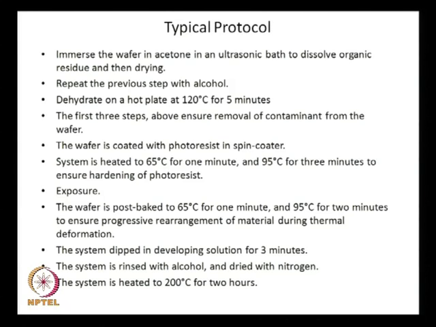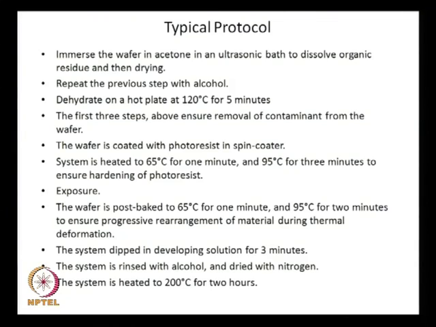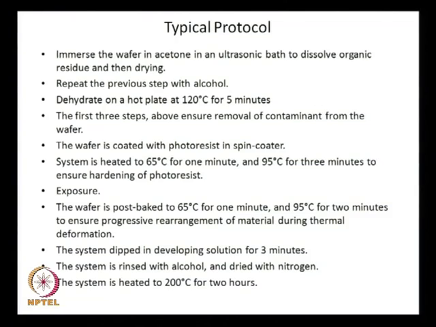Next, the wafer is coated with photoresist in the spin coater, and that process I have already described, how the spin coating works. Once the spin coating is done, the system is heated to 65 degree centigrade for 1 minute and 95 degree centigrade for 3 minutes to ensure hardening of the photoresist. The photoresist formed an equilibrium thickness because it cannot flow anymore. That does not mean that it has hardened. And you may say that if I leave it on the table, it will harden. However, there would always be some hardening, maybe it has hardened to the extent you want for your purpose, but the properties still continue to change.